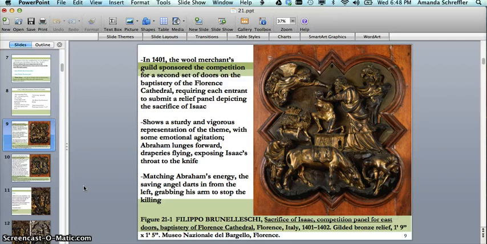And then as Abraham is about to cut his throat, an angel kind of swoops in and saves him and says, you've already proven yourself. You don't have to go through with this. So that's what we're looking at.